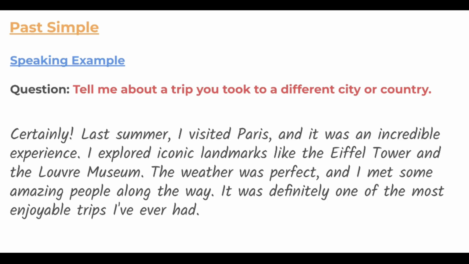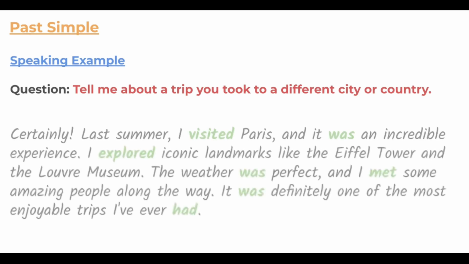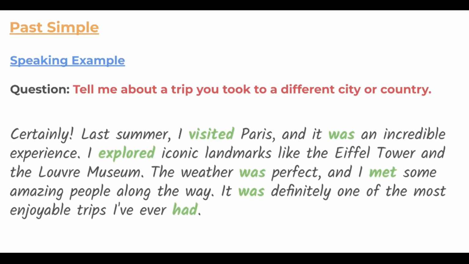So our task is to see if we can spot the past simple. Have a quick look, see how many examples you can find here, and then we'll go through them together. Okay, here we go. I've just highlighted the main verb here. We have verbs like visited, explored, it was, the weather was perfect, I met, it was.